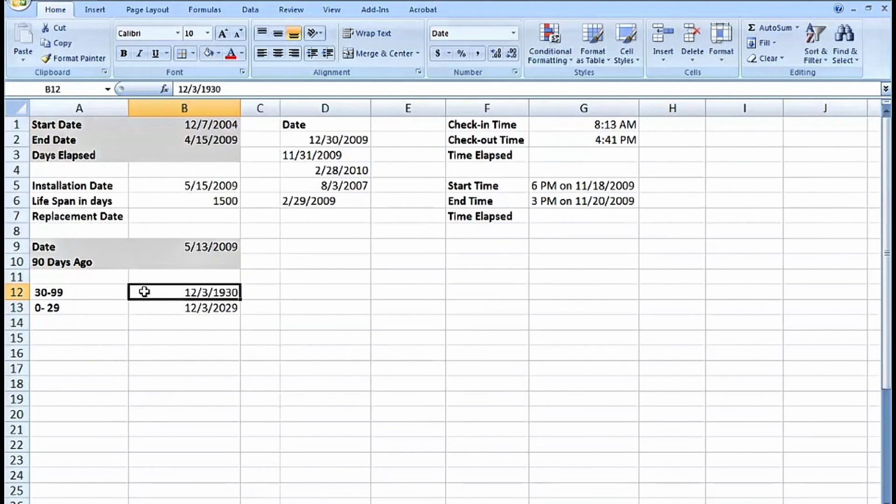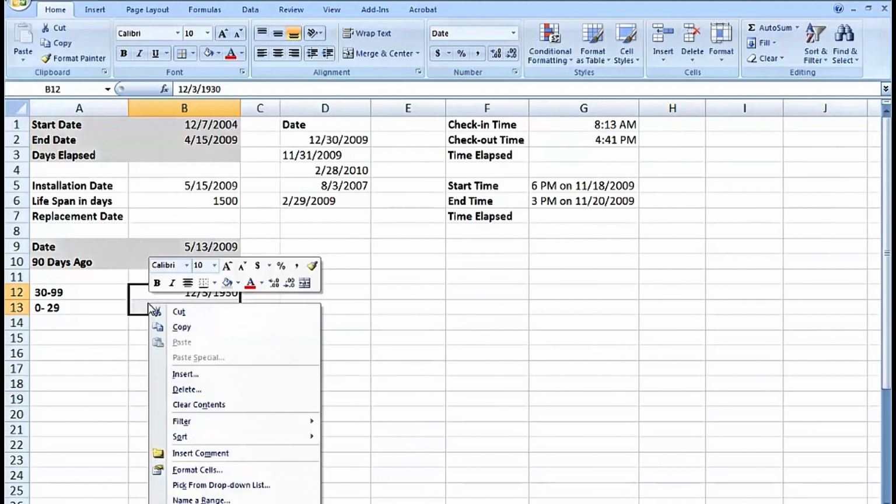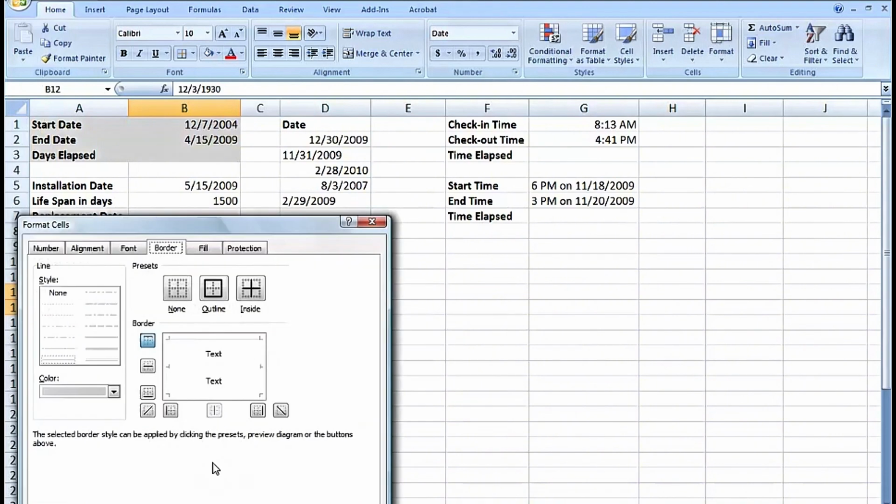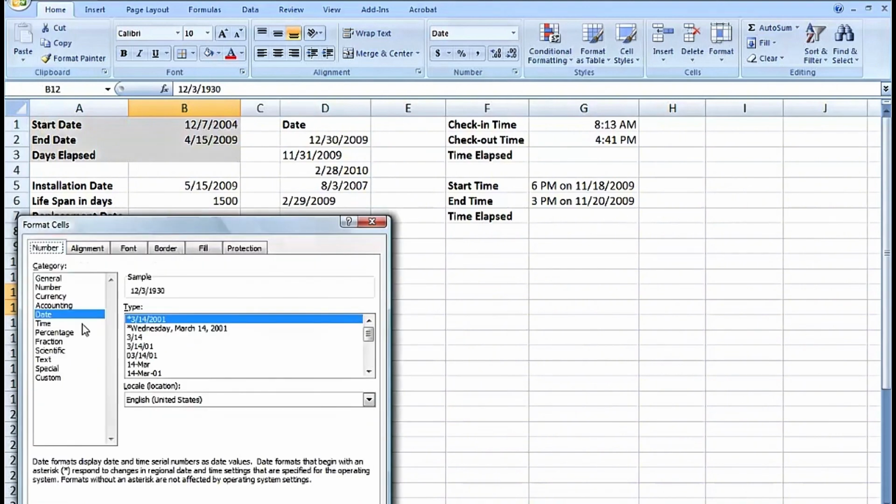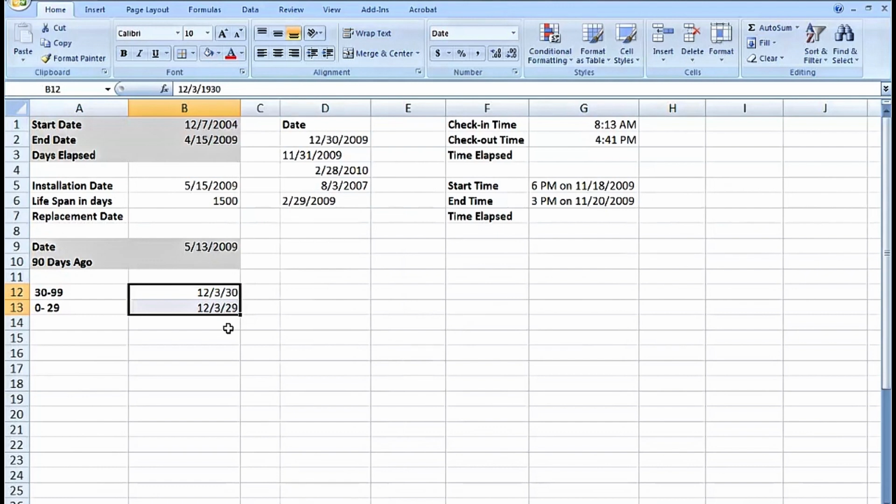But if you do have these displayed, for example, using format cells with a two-digit year, you are not going to see this difference. And here and there, that's going to cause some problems down the road. That's 1930. This is 2029. You can see that in the formula bar.